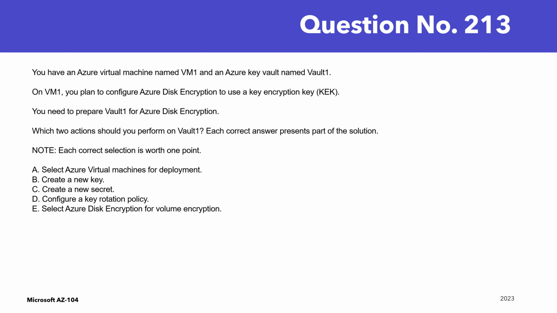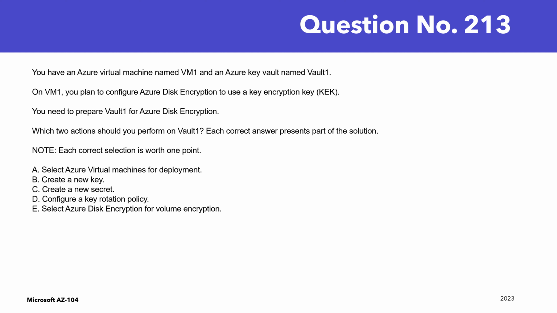You have an Azure virtual machine named VM1 and an Azure Key Vault named Vault1. On VM1, you plan to configure Azure Disk Encryption to use a key encryption key, KEK. You need to prepare Vault1 for Azure Disk Encryption. Which 2 actions should you perform on Vault1? Each correct answer presents part of the solution. Note: each correct selection is worth 1 point.